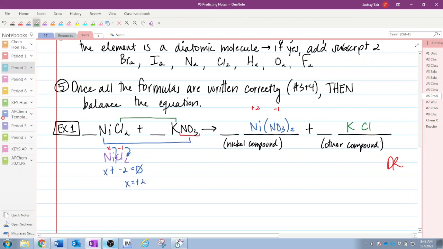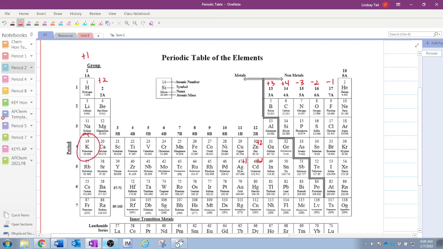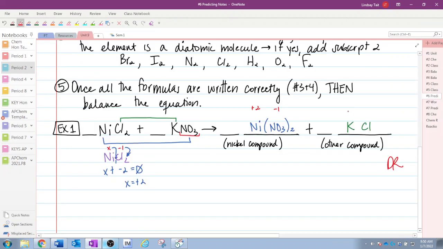Okay, so the K and the Cl go together, and then I need to crisscross their charges. So thankfully this one's a lot easier because here's potassium, its charge, +1. Here's chlorine, its charge, -1. Right? So if my potassium is +1 and my chlorine is -1, do I need to put any subscripts? Nope. I'm done. I'm done with the formulas.